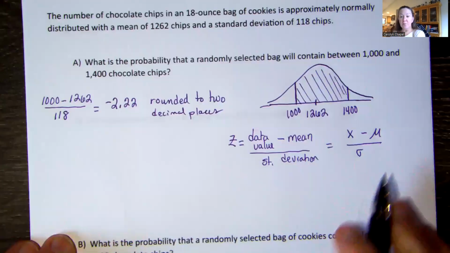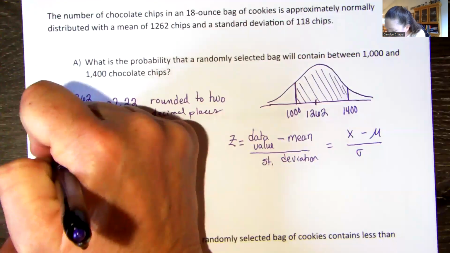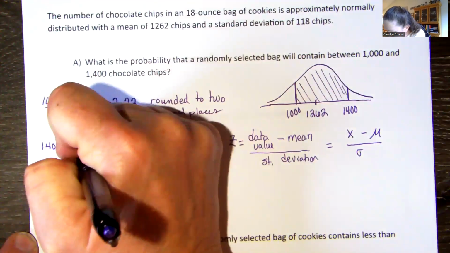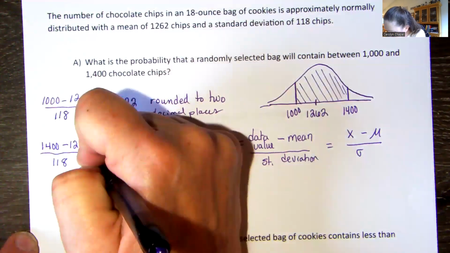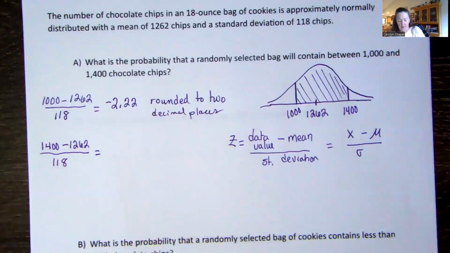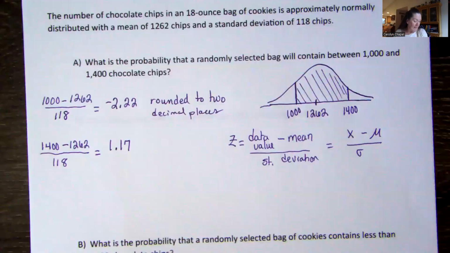Okay, I'm going to do that as well for my 1,400. So that's 1,400 minus the mean, all over the 118. And so calculator, do your thing. Life got so much easier when we didn't have to do all that long division by hand. And again, I rounded to 2 decimals because that's what my table has.